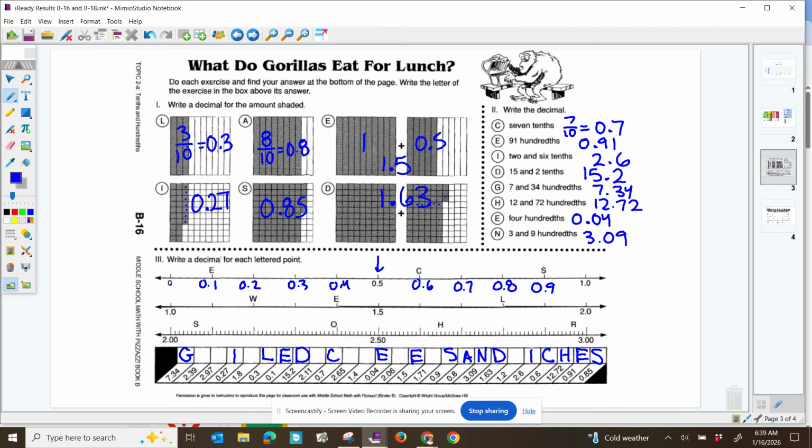Here we go. If that's 1 and 1.5, oh, it's going to keep going. 1.1, 1.2, 1.3, 1.4, 1.5, 1.6, 1.7, 1.8, 1.9, 2.0. Okay, so we've got a W at 1.2. We got sandwiches, an E at 1.4, an L at 1.8.